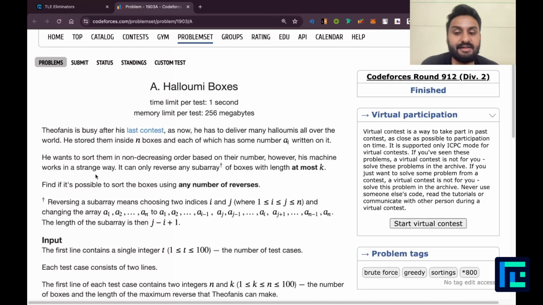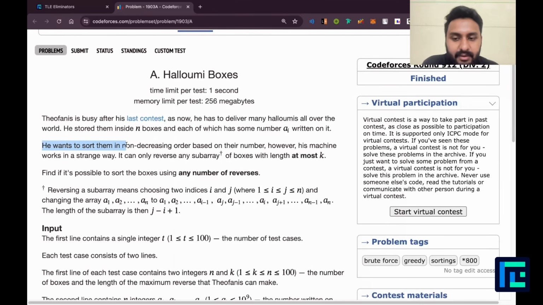Theophanis is busy after his last contest, and he has to deliver many Halloumis all over the world. He stored them inside n boxes, and each of them has some number A_i written on it. He wants to sort them in non-decreasing order based on their number. However, his machine works in a strange way. It can only reverse any subarray of boxes with length at most k.